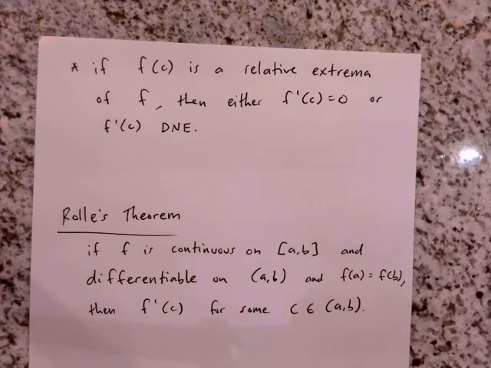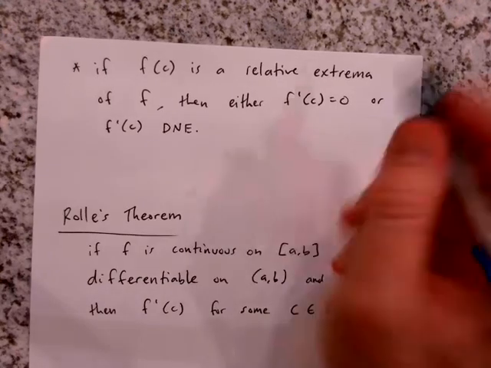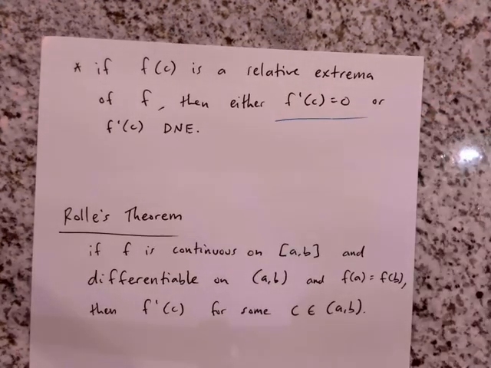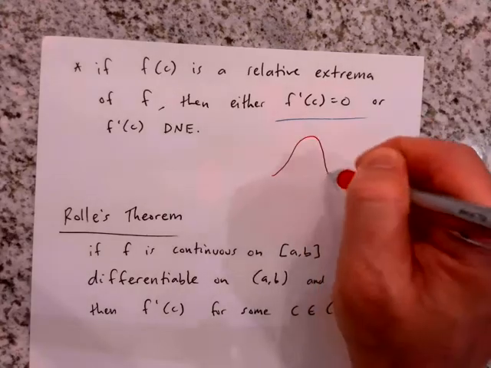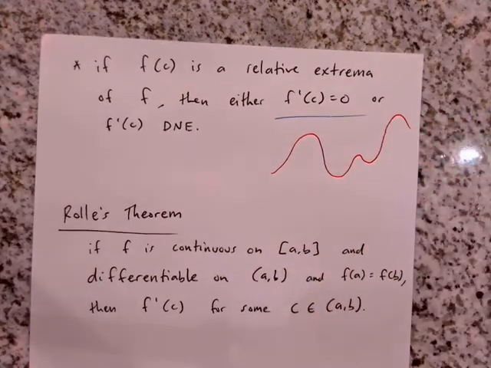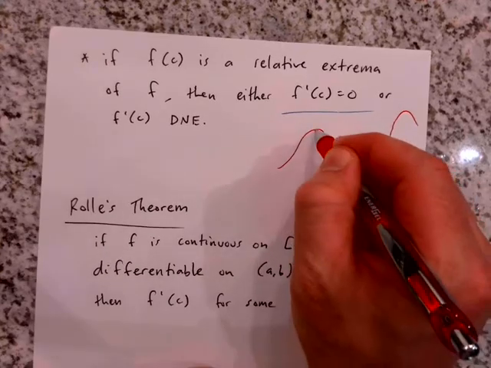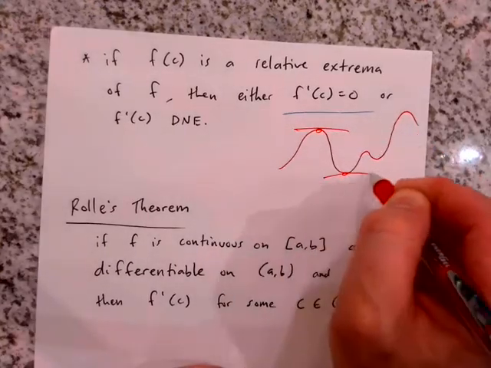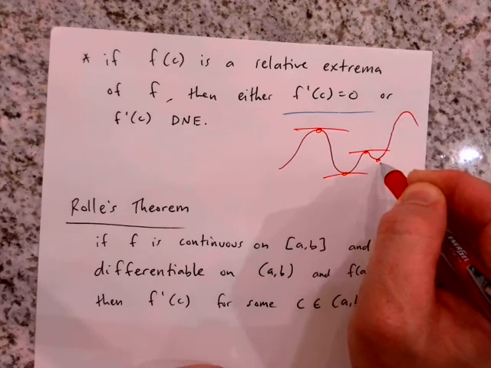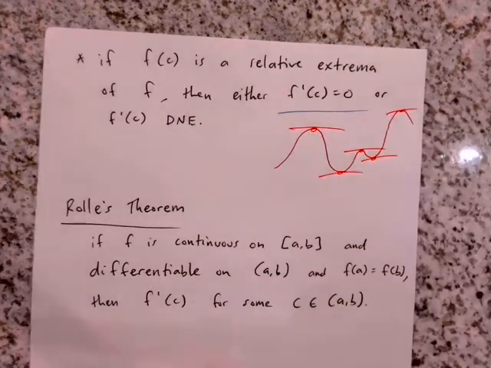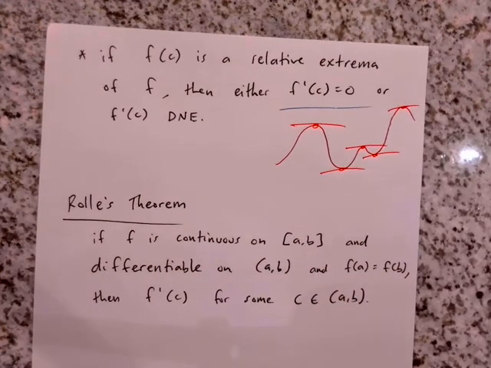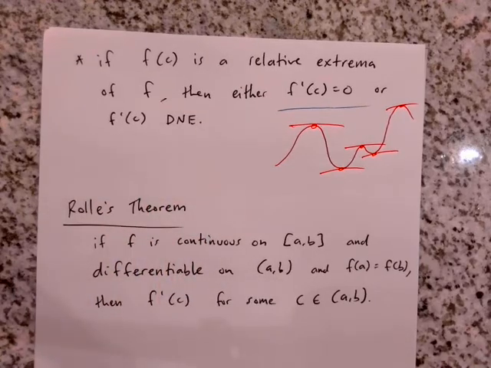Lastly, if f of c is a relative extrema of your function f, then f prime has two options. It's either 0 if your function's smooth. If you draw a smooth function, which means no sharp points, no discontinuities, all good to go. Any relative extrema, the slope is going to be 0 there. The tangent line is going to be horizontal on a smooth curve. Or f prime might not exist.